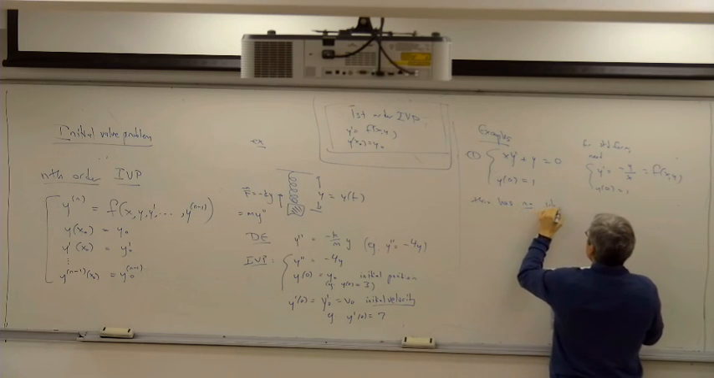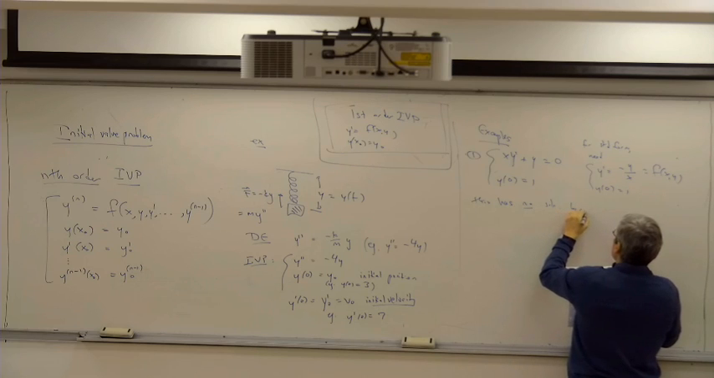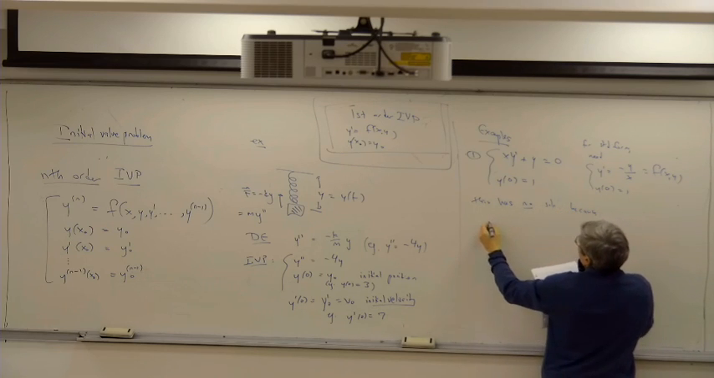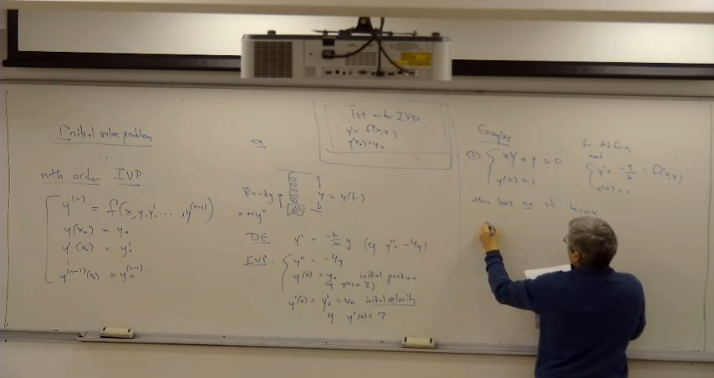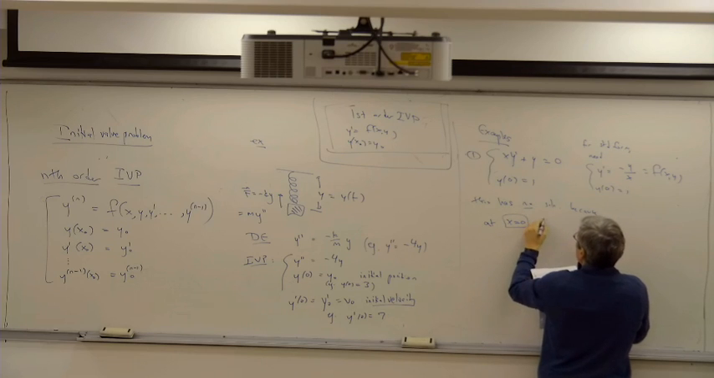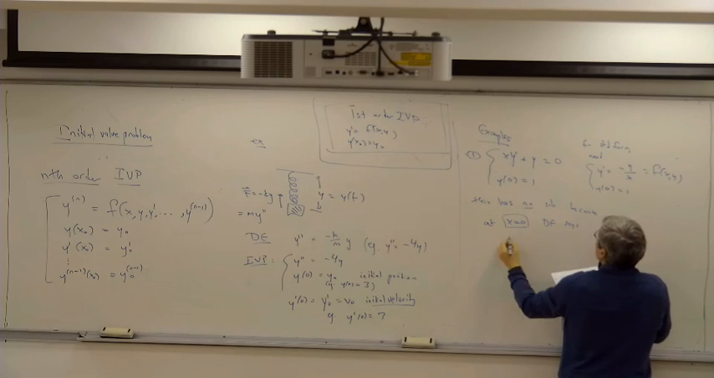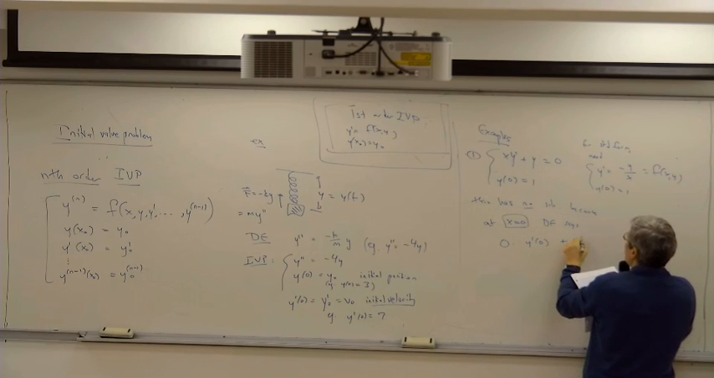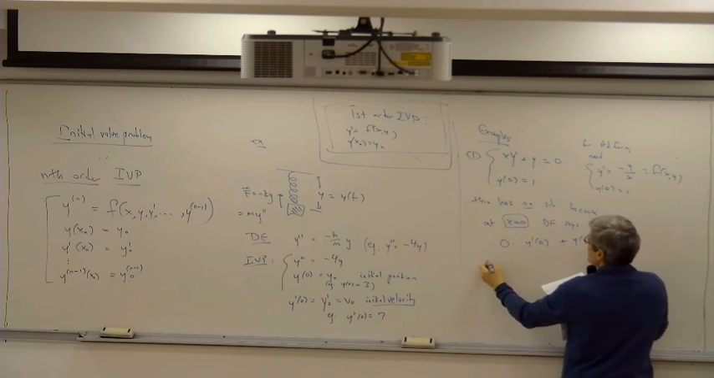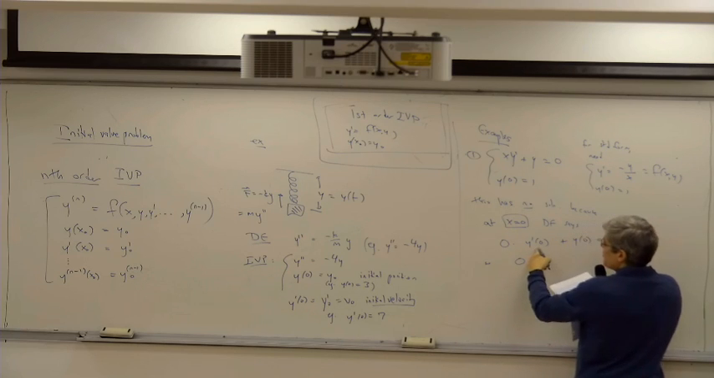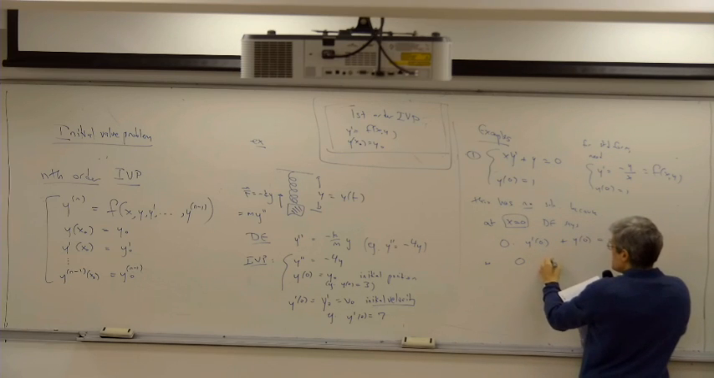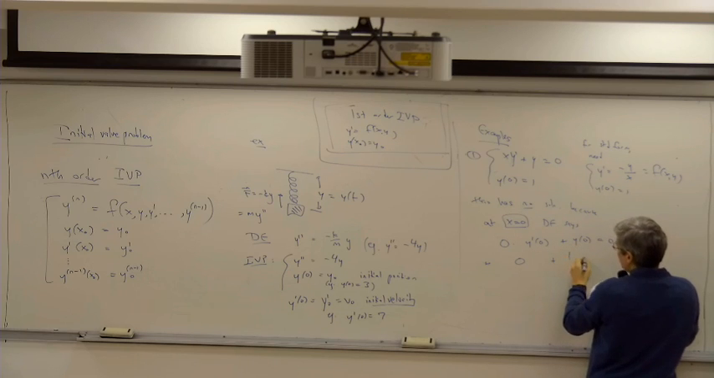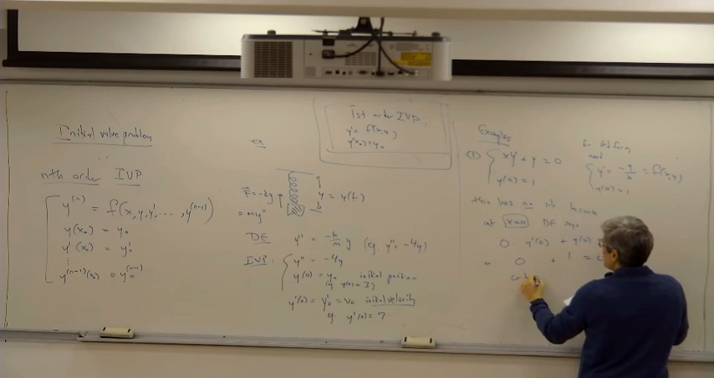And notice this has no solution because at x equals 0, the differential equation says 0 times y prime at the moment 0 plus y of 0 equals 0. So 0, whatever the derivative is at 0, multiplied by 0 gives me 0, and then plus y of 0, but that's 1, equals 0. This is a contradiction.